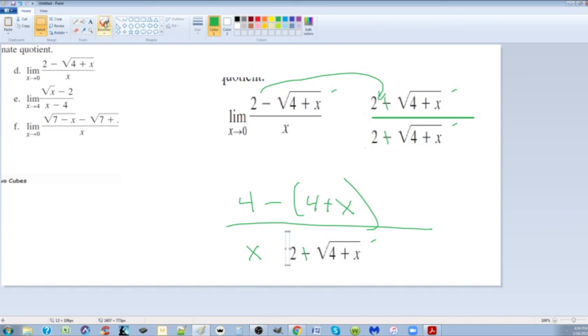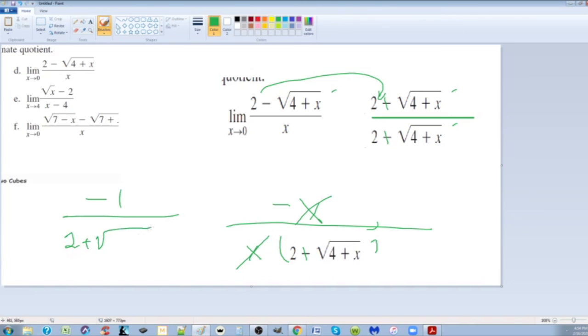And you'll see why in a second. Just leave it alone. Up top, you're going to see it's going to be 4 minus x. 4 minus 4 is 0, but you're left with minus x. How did that x become minus? Because when you expand it, it's going to be minus times the whole bracket, and that minus is going to affect both terms in the bracket. Right away, I can see my x's canceled, so I'm left with minus 1 up top, and I'm left with 2 plus the square root of 4 plus x.